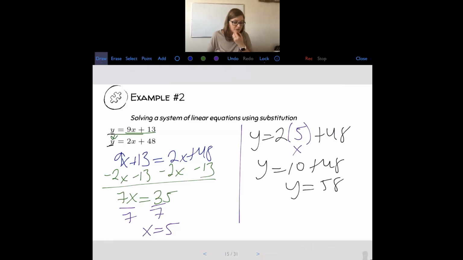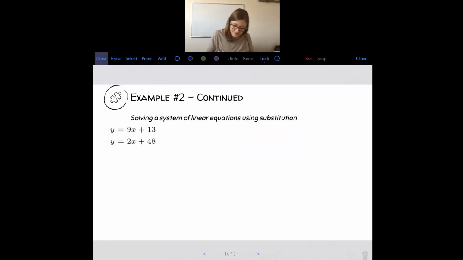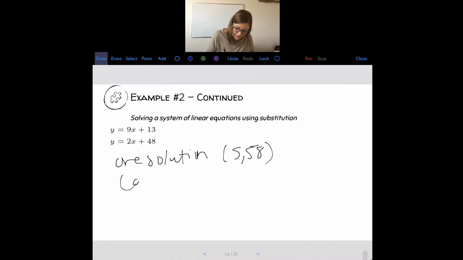Okay, so we'll go to the next slide to describe the solution. So there's one solution. As an xy pair, it's 5, 58. Since there is a solution, the system is consistent. Since these are different lines, the lines are independent.